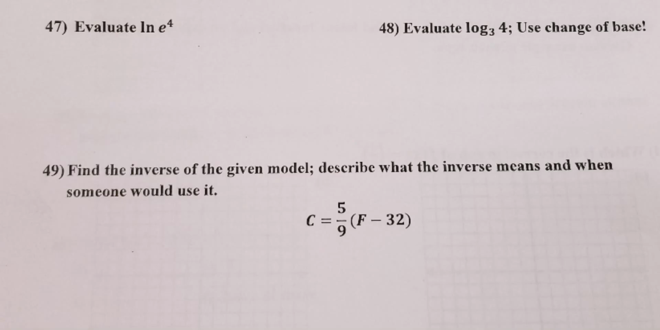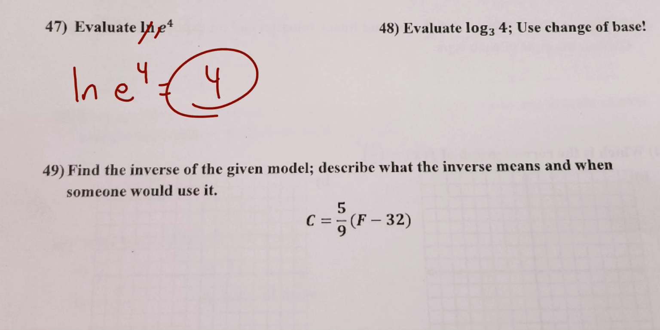All right, you could type that in your calculator, or you could realize that ln and e cancel each other out. So you're left with ln e to the fourth is just equal to 4. Now, so 40, that's all, 48.